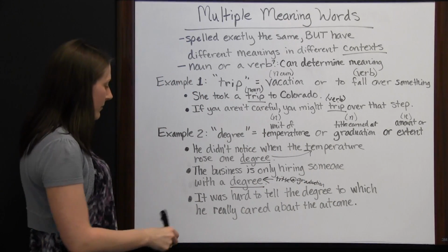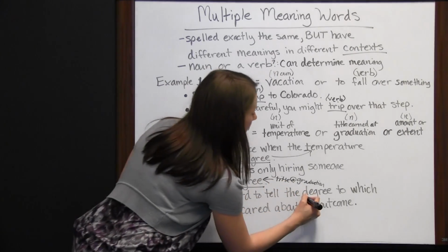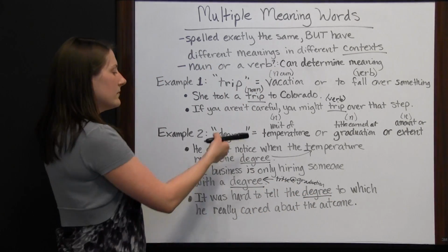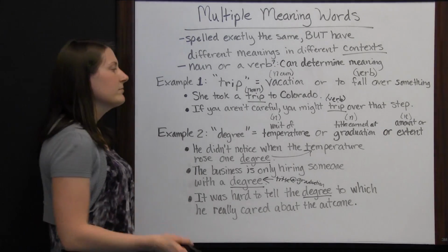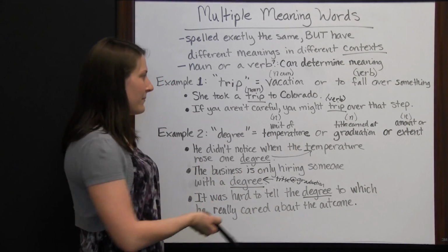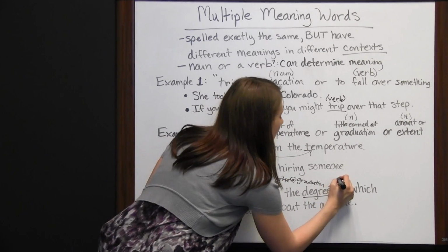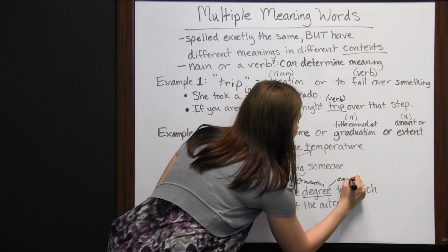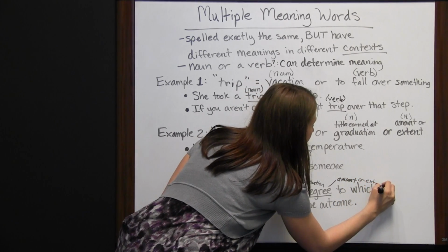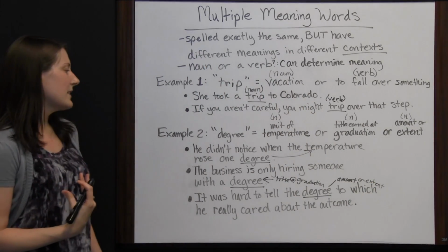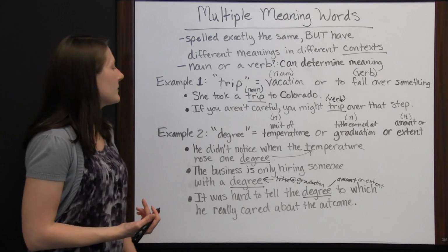And then our last example, it was hard to tell the degree to which he really cared about the outcome. And this one, was it hard to tell the temperature to which he cared about the outcome, the title earned at graduation, or the amount or extent to which he really cared? In this one, it's the amount or extent to which he cared. Maybe he didn't care that much about this, and so it was hard to tell, or maybe he was keeping his emotions inside, and so it was still hard to tell the degree to which he cared.